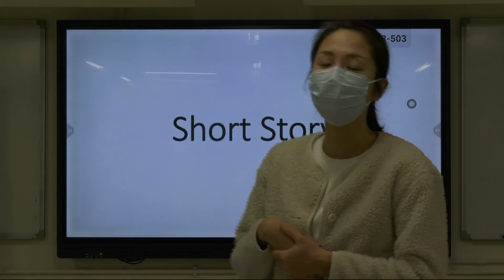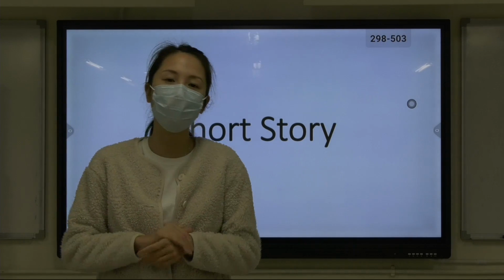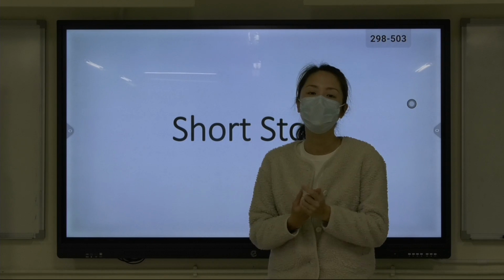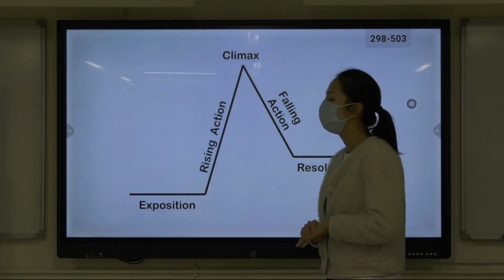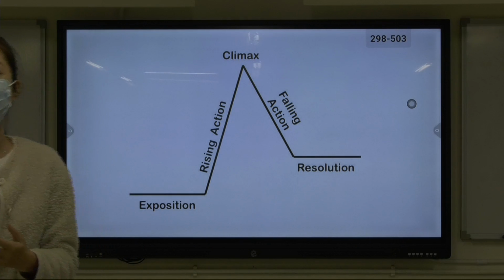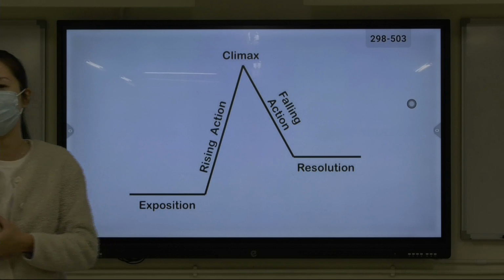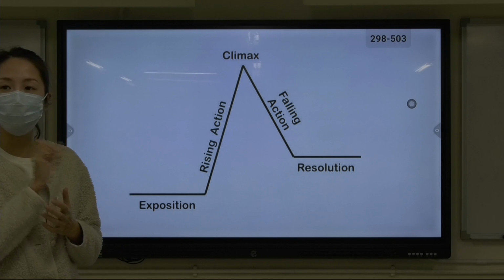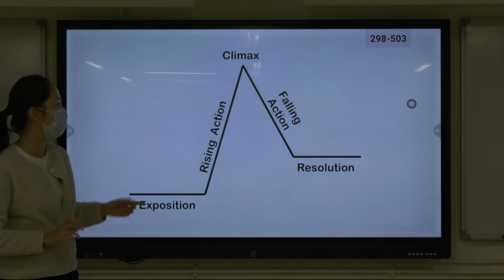And after Mr. Wong talks about the pictures and also the purpose and tone, now we are going to talk about the structure of a short story. How do you write the bones of the short story? This diagram should be very familiar to you, because once you are writing a short story, all these 5 parts must be included. So I will talk about each part.